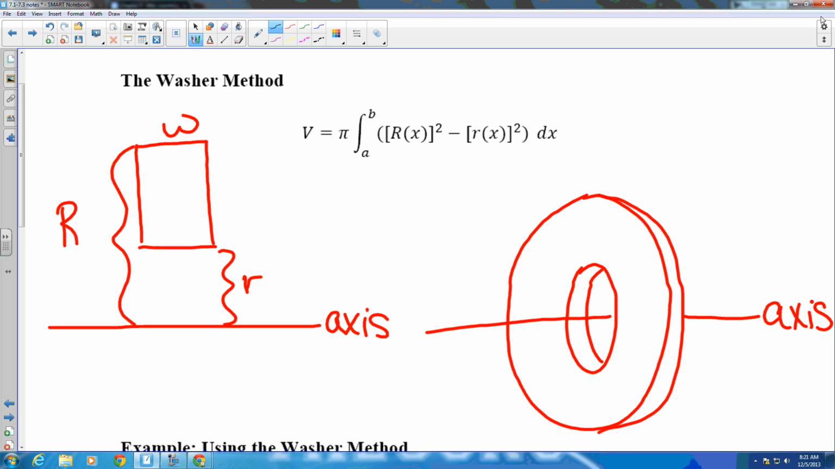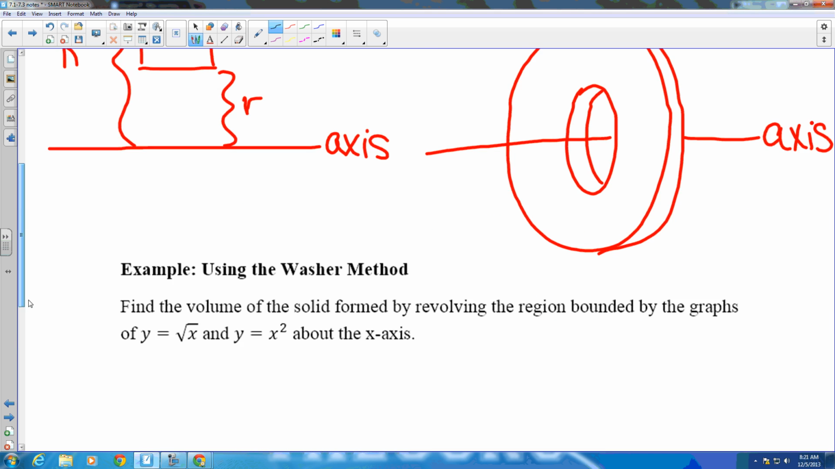in the middle. As you can see, there's a smaller r. So there's going to be a top capital R and a bottom little r, and it makes sense that it's called the washer because there's a hole in it, and when this is being revolved around an axis, it's going to look like a washer. Okay, so let's do an example of this.